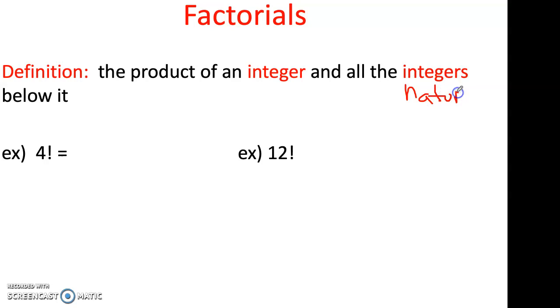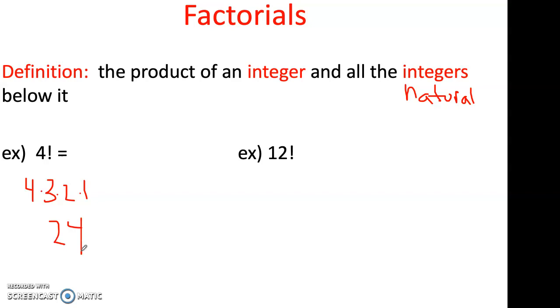Now, I really don't care for that definition. I use natural numbers because we know integers can be negative. Natural numbers stop at 1. So the exclamation in math means factorial. It means you're taking this integer 4 and multiplying it times all the natural numbers below it: 4, 3, 2, and 1. So 4 factorial is equivalent to 24.